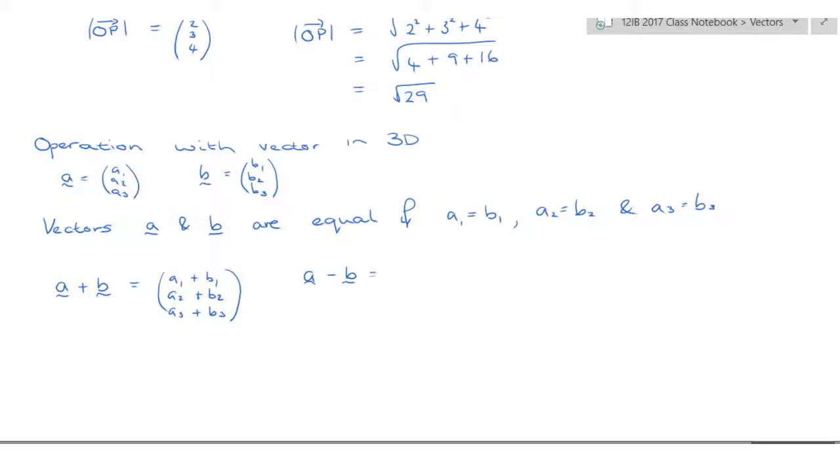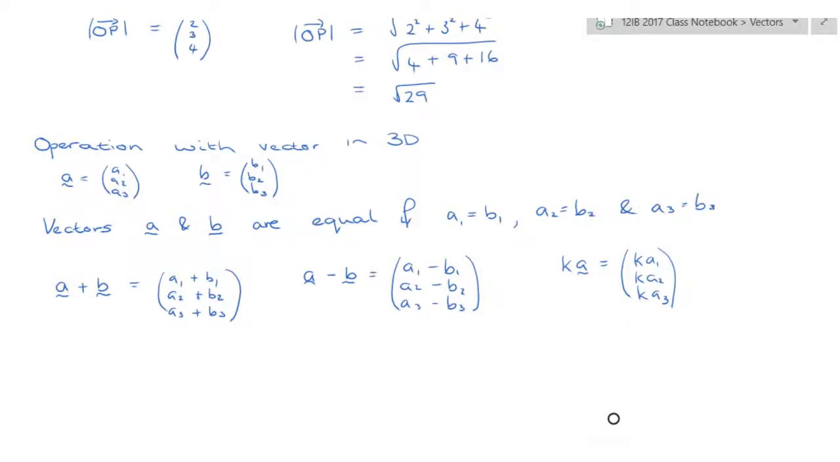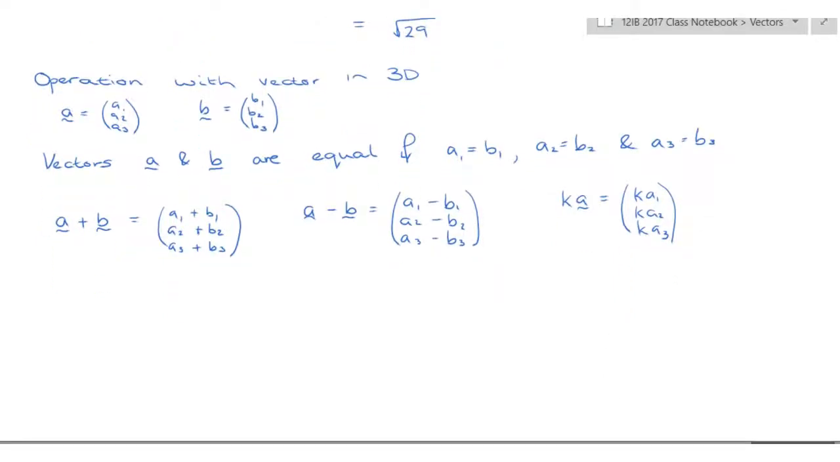And we can subtract them too. So again, we just subtract the different components from each other: a1 take away b1, a2 take away b2, and a3 take away b3. And the last thing we learned was multiplying by a scalar. Our scalar is k, so we multiply a by k. Then all we have to do is multiply each of our components within vector a by k. And that's all our operations that we're going to do with 3 dimensions. Now let's have a look at some properties.